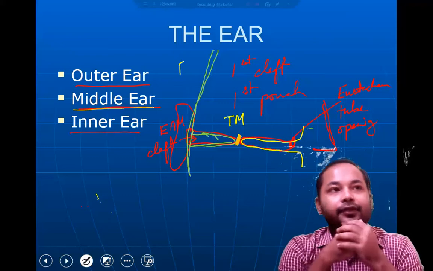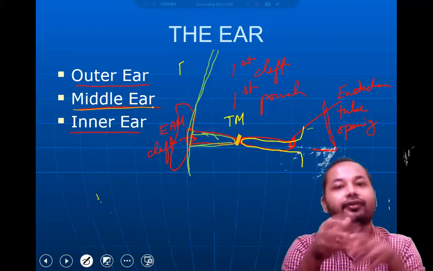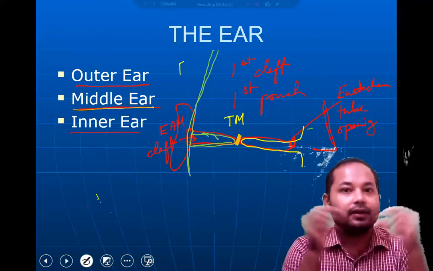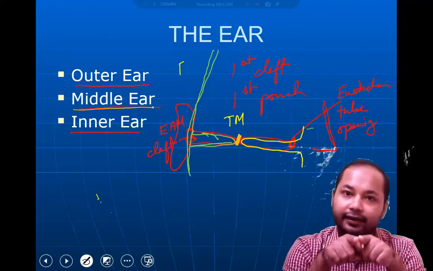Okay, so that is the eighth cranial nerve, which is carrying equilibrium and hearing both together. Of course the organs are separate, but the nerve goes together. Both the nerves are going together, entering into the pons.